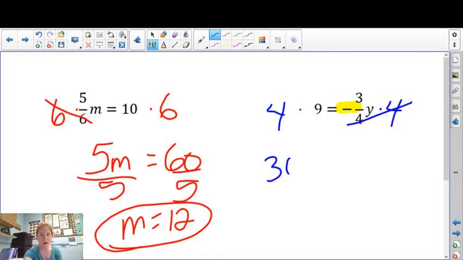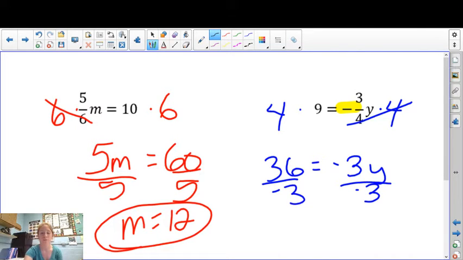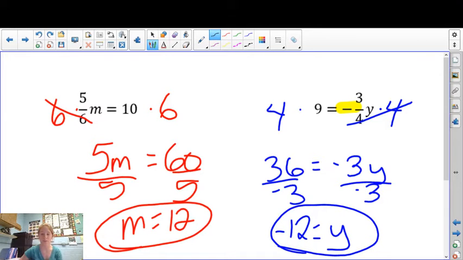So I get 36 is equal to negative 3 times y. Again, notice how I brought the negative with it. Now I'm going to divide both sides by negative 3. Again, we have negative 3, not 4. I have a positive divided by negative. Positive divided by negative, so my sign should be negative to end with.